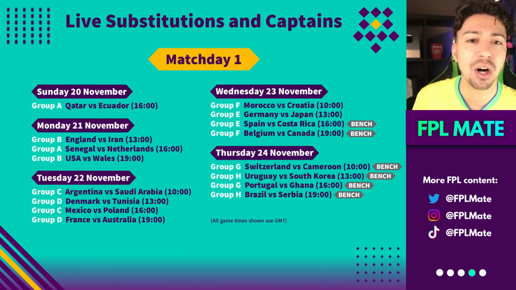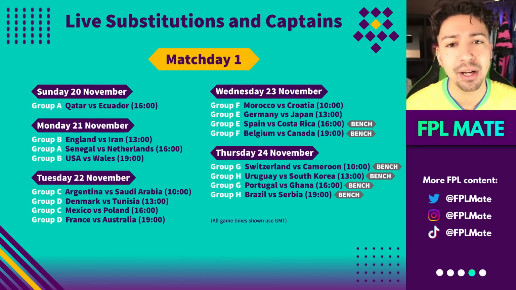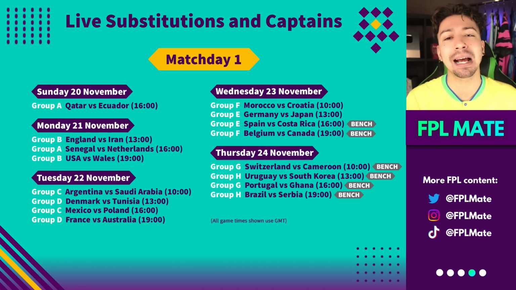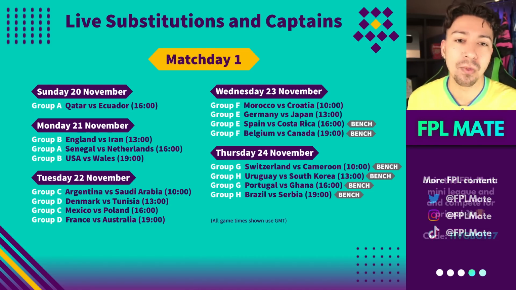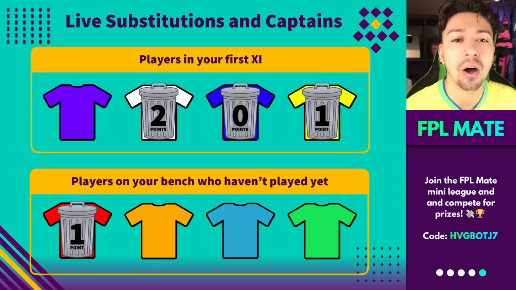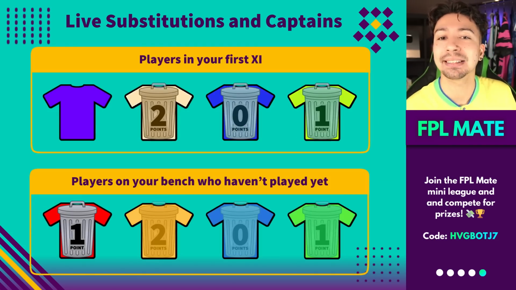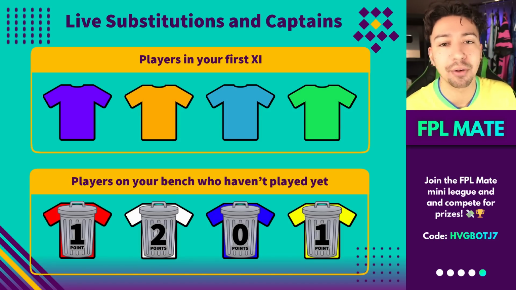The best way to take advantage of this rule is to fill your starting 11 with players who play their fixtures earlier on in the match day, and then have the players who play later on in the match day on the bench. That way, if any of your players only get a 0, 1, or 2 points, you can have that second roll of the dice and switch them out with one of your bench players.